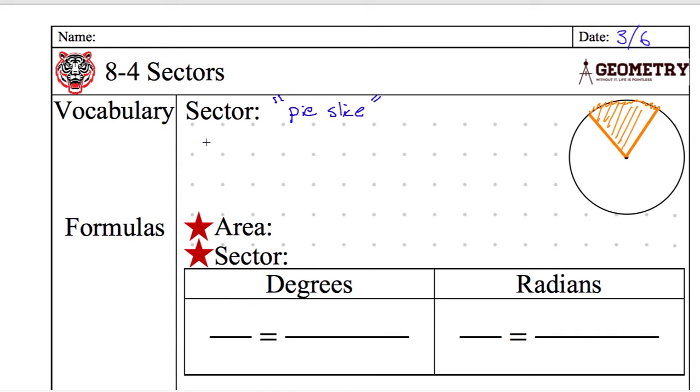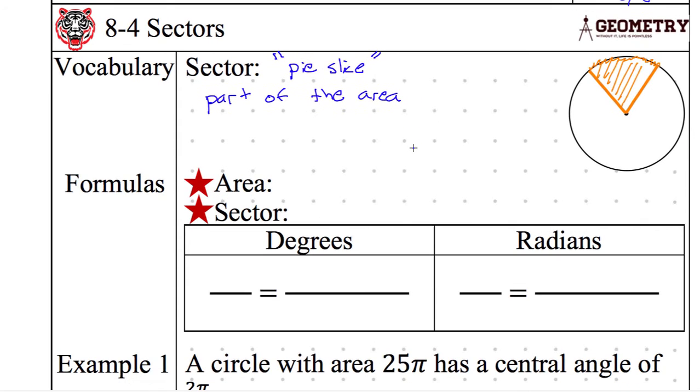All right, so we have a pie slice. The more formal definition is it's part of the area. And I guess even more formally, I'm not going to get too formal, but it has to be an area from this central angle. All right, so we need two formulas today. One of them you should know. What is the area of a circle?